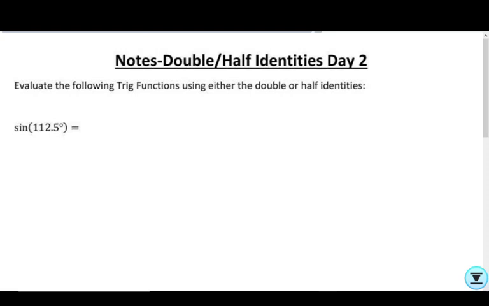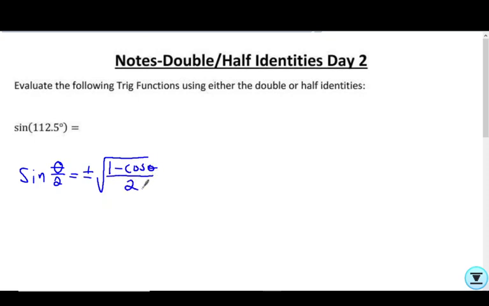Obviously here we're going to be using either the double or half, and since there is no unit circle value I can double to get 112.5, this is obviously a half angle identity, which means that I'm going to be using the half angle for sine. Okay, so the half angle for sine looks like this: sine of theta over 2 equals plus or minus the square root of 1 minus cosine theta over 2.